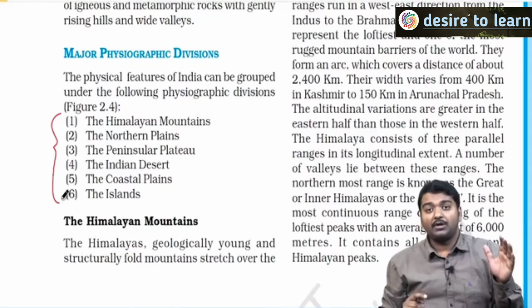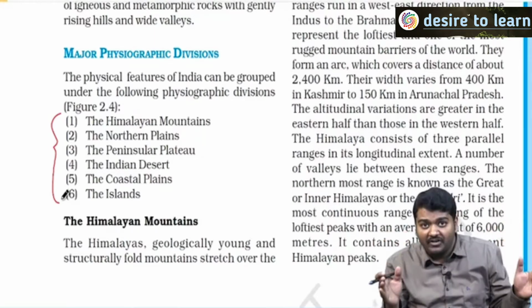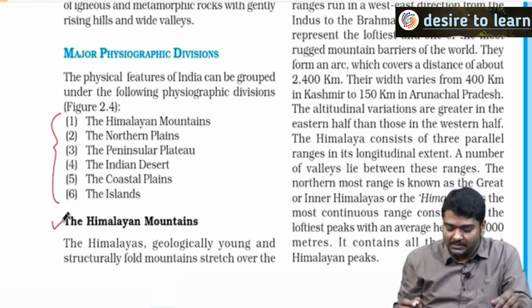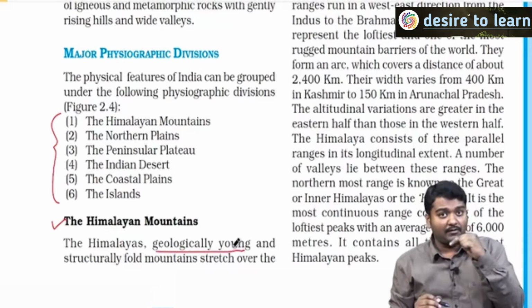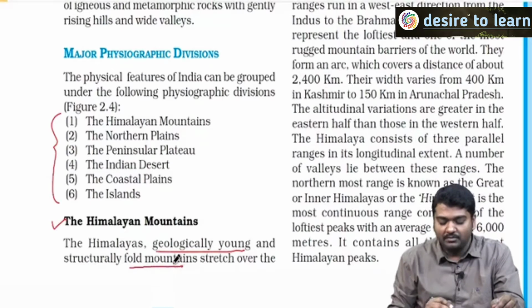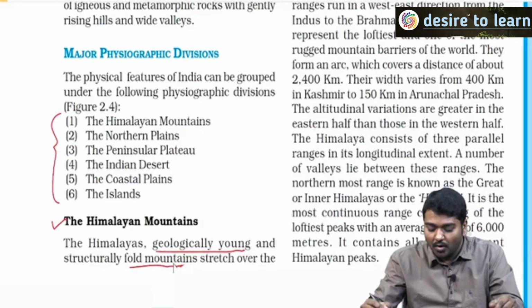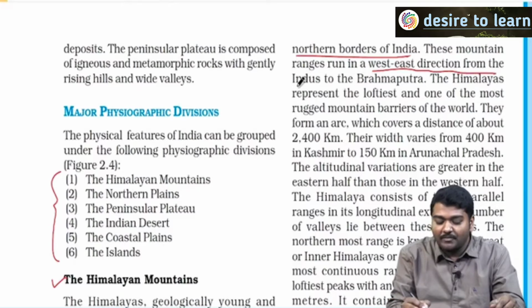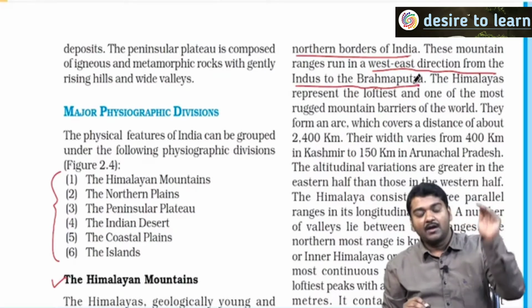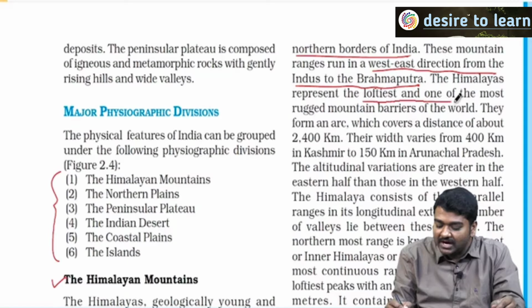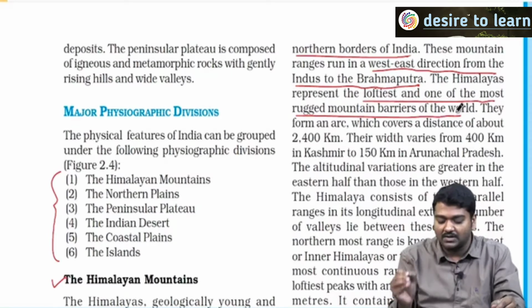Here they try to tell what are the major physiographic features present in India. First important thing, they talk about the Himalayan mountains, which are geologically young. I have told you, young fold mountains means it is still growing. Structurally, fold mountains stretch over the northern borders of India. These mountain ranges run in a west-east direction from the Indus to the Brahmaputra. You can see from Jammu and Kashmir to Arunachal Pradesh. The Himalayas represent the loftiest and one of the most rugged mountain barriers of the world.